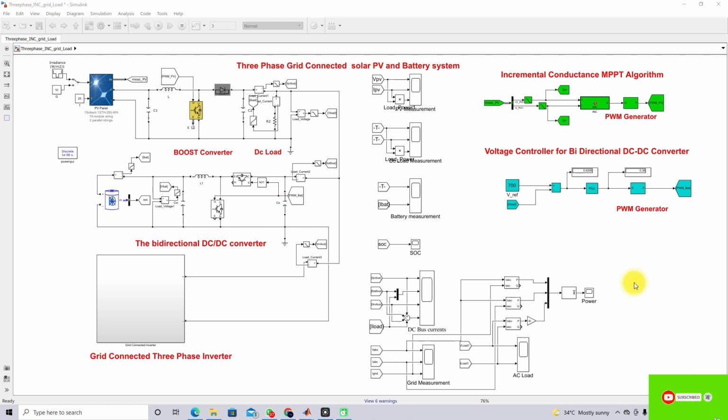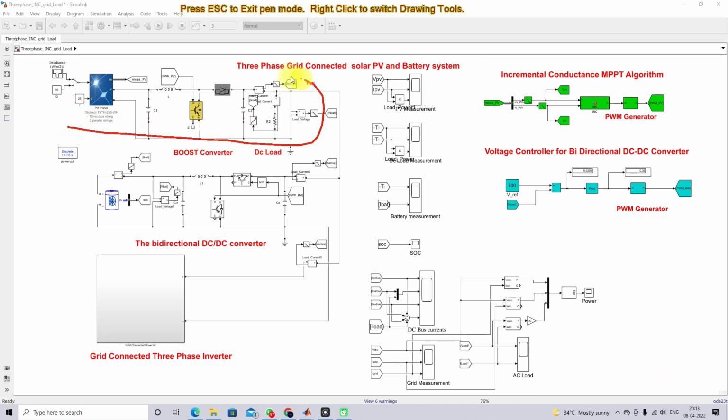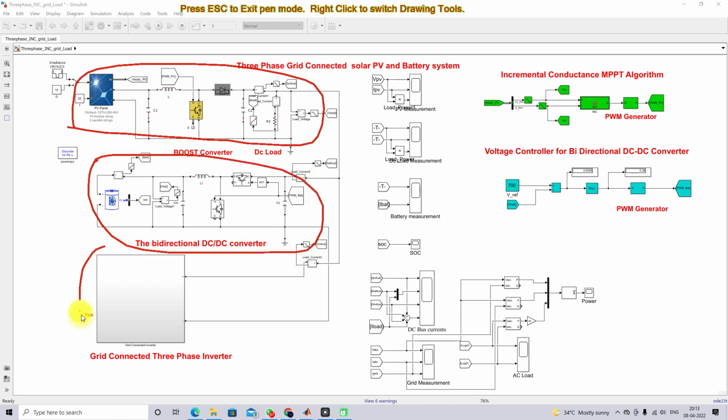So this model is developed for testing the three-phase grid connected solar PV and battery systems. This model consists of the solar PV system and battery storage systems, and then a three-phase inverter is connected with the grid.